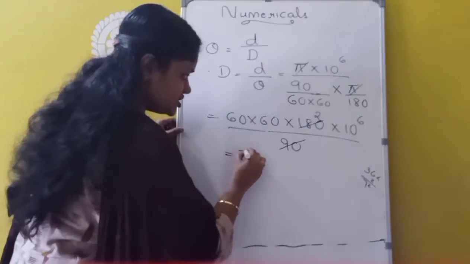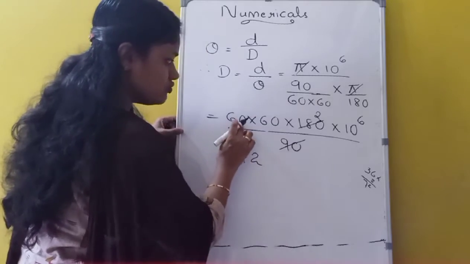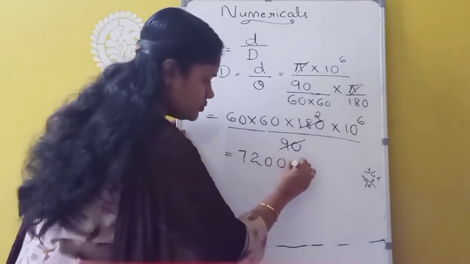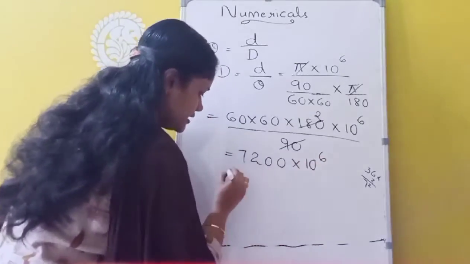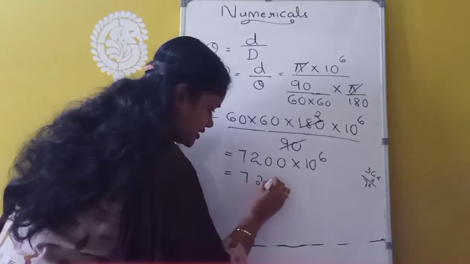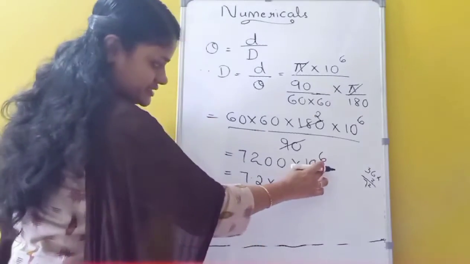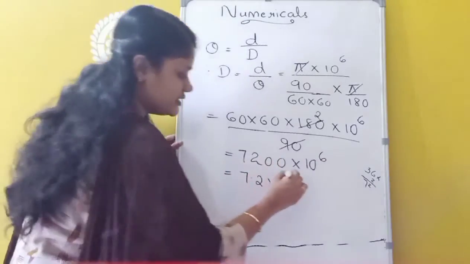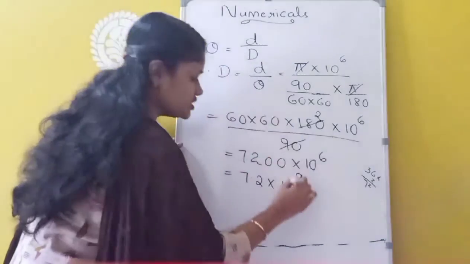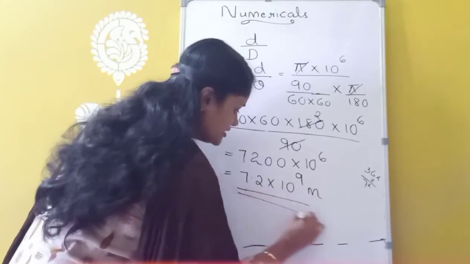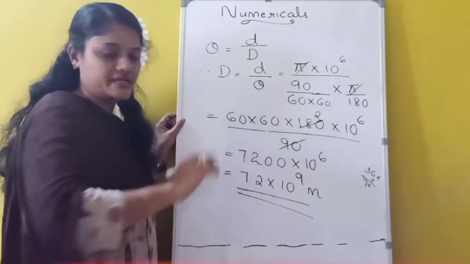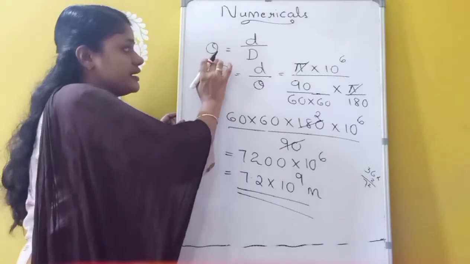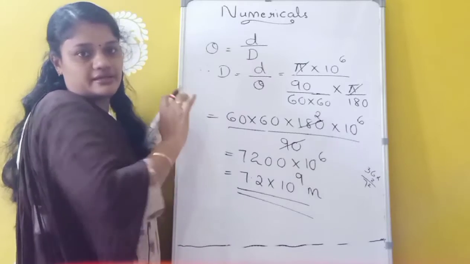72. So 72 with how many zeros? 1, 2, 2 zeros into 10 raised to 6. That means 7.2 into 10 raised to, already 6 is here. So here how many terms to the left? 1, 2, 3. So 6 plus 3 is 9. So it's 10 raised to 9. So what is the unit here? Meter. So this is the distance of the planet from the Earth. Okay. So here we are using the formula arc angle equals arc length divided by radius.